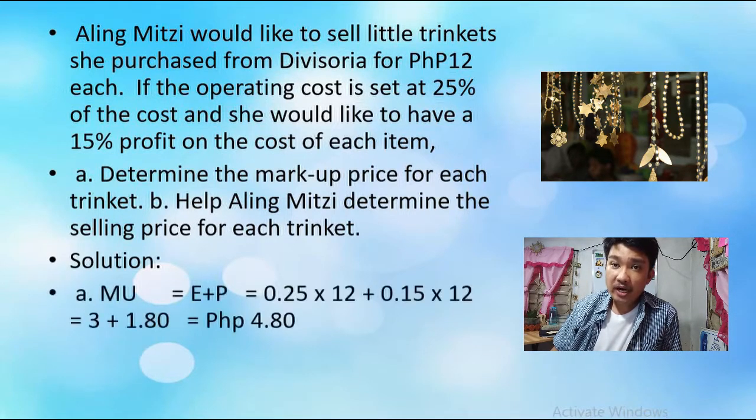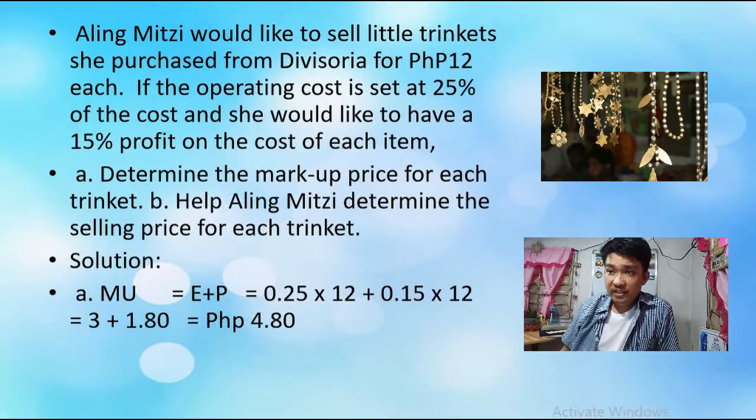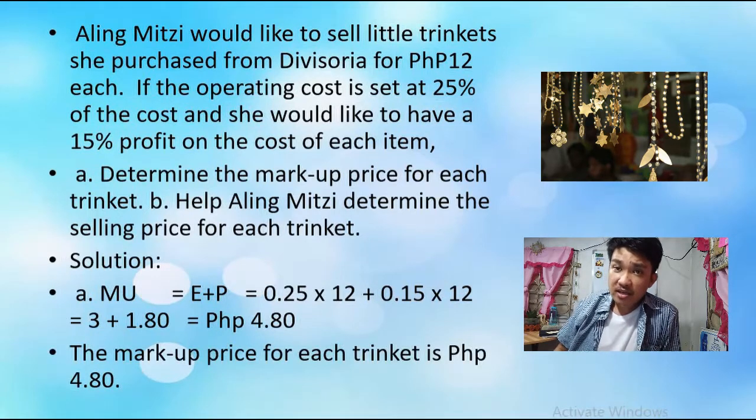Solution. Markup is equal to E plus P, or expenses plus profit, which is equal to 0.25 multiplied by 12 plus 0.15 multiplied by 12, which is equal to 3 plus 1.80, which is equal to 4.80 pesos. The markup price for each trinket is 4.80 pesos, or 4 pesos and 80 centavos.